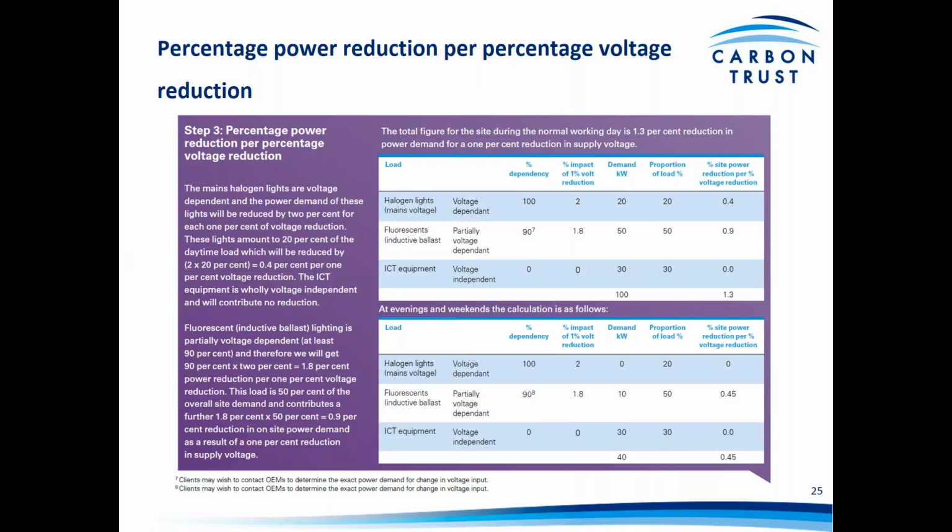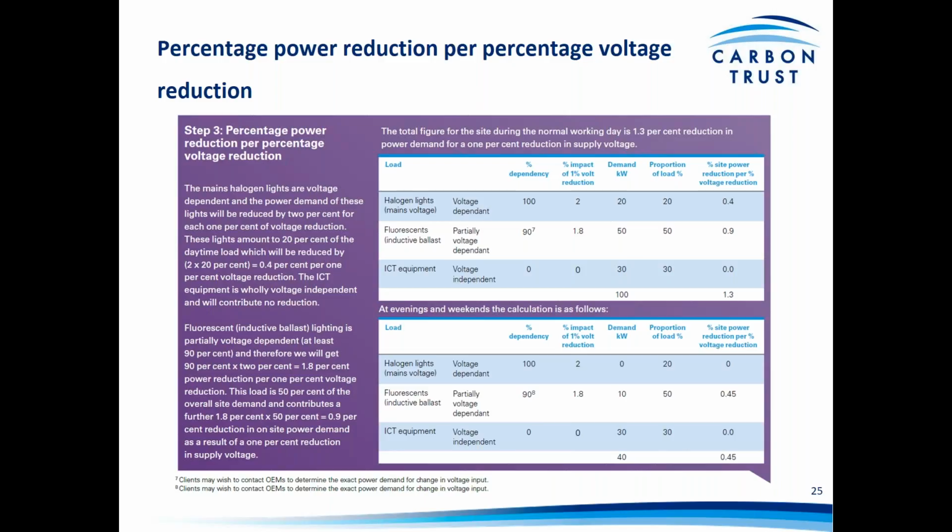So finally, we also need to know the percentage power reduction per percentage voltage reduction. As discussed, most sites will have a mixture of different equipment, which is either voltage dependent, voltage independent, or partially voltage dependent. To calculate the impact of a voltage reduction, we need to calculate for each time period an aggregate power reduction for each percentage reduction in the supply voltage.